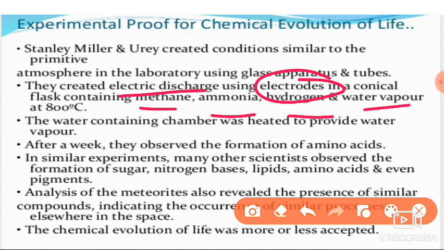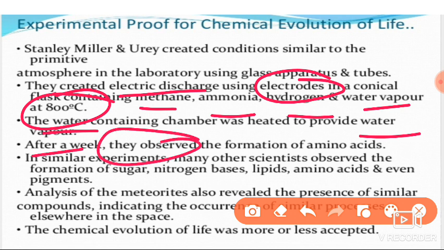hydrogen, and water vapor. At 800 degrees Celsius, they combine the gases, and that heat provides the water vapor. Whatever the boiling water is, it will provide the water vapor. And after a week, they observed the formation of amino acids.